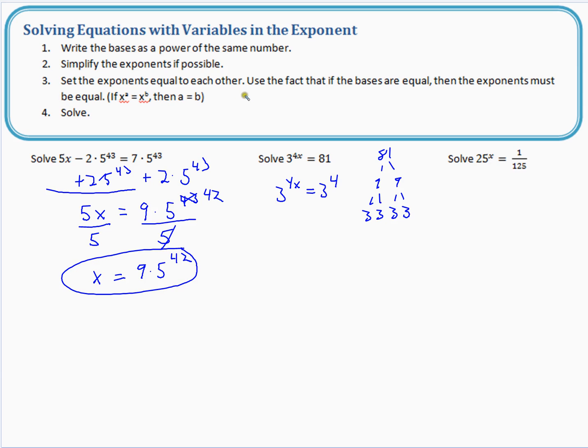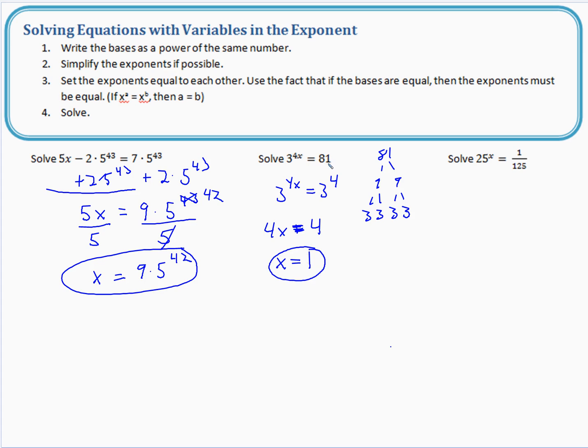Set the exponents equal to each other. Use the fact that if bases are equal, then their exponents must be equal. So 4x has to equal 4. That's a nice easy thing to solve. Divide both sides by 4 and you get x equals 1. So x equals 1, we could check that by plugging back in. 4 times 1 is 4. 3 to the 4th is in fact 81.